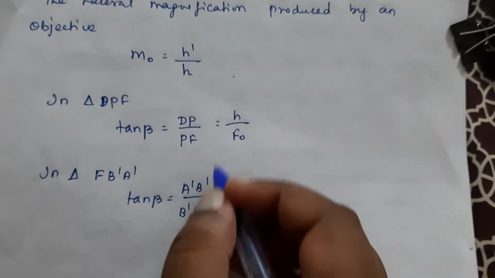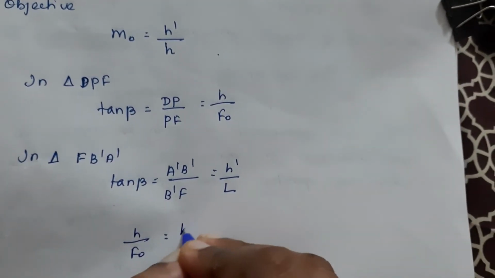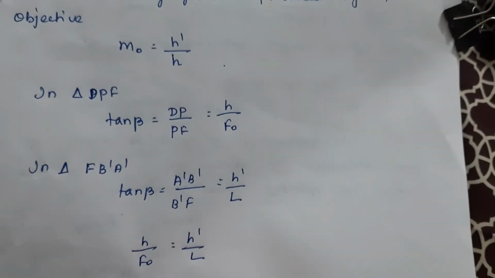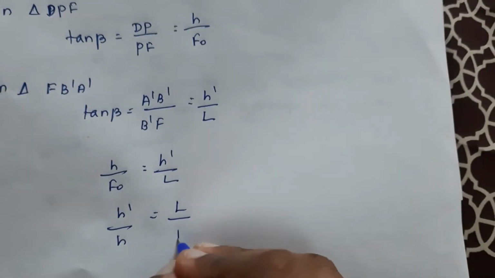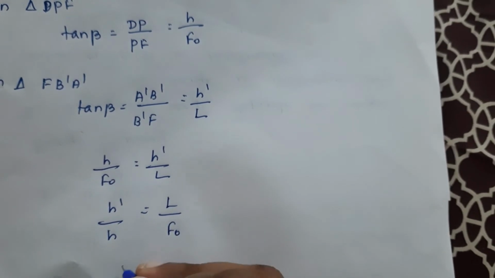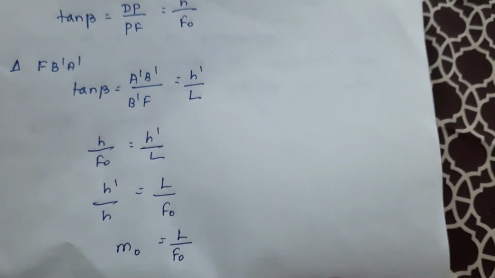Now I can equate these two tan beta. So I can write H by F0 is equal to H dash by L. So H dash by H is equal to L by F0. So what is your magnification? Magnification of the objective is L by F0.